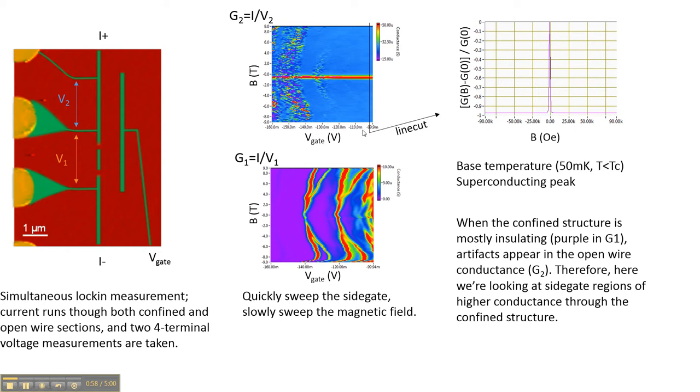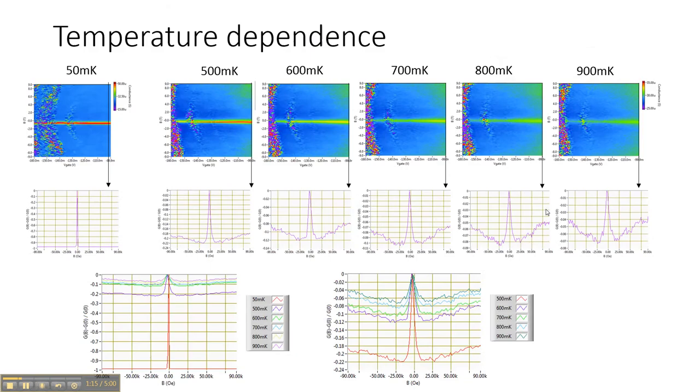For the most part, with these line cuts, we're trying to look at these higher side gate regions where this one is more conducting. So looking at the line cut from -9 to +9 Tesla, the fractionalized change in conductance is shown here, and we just see that at 50 millikelvin, we have this very sharp superconducting peak.